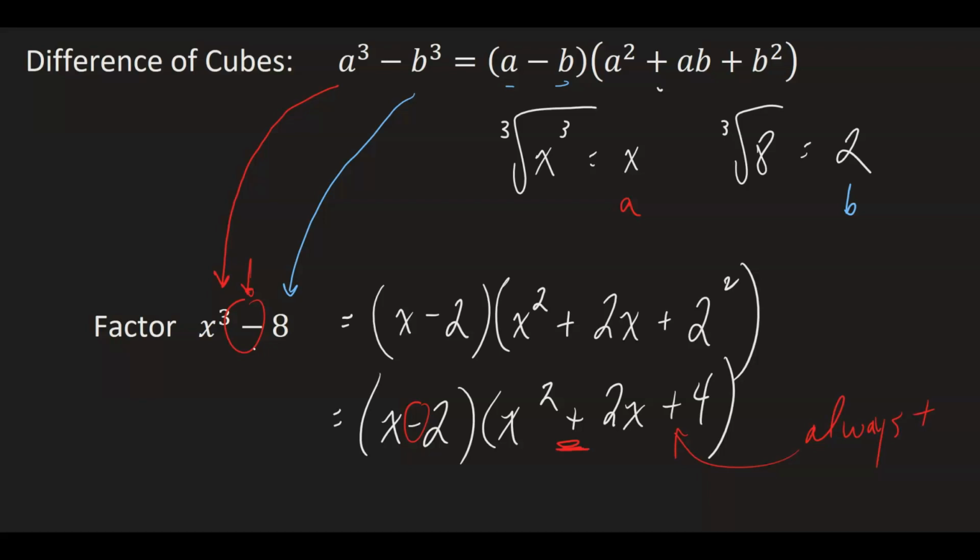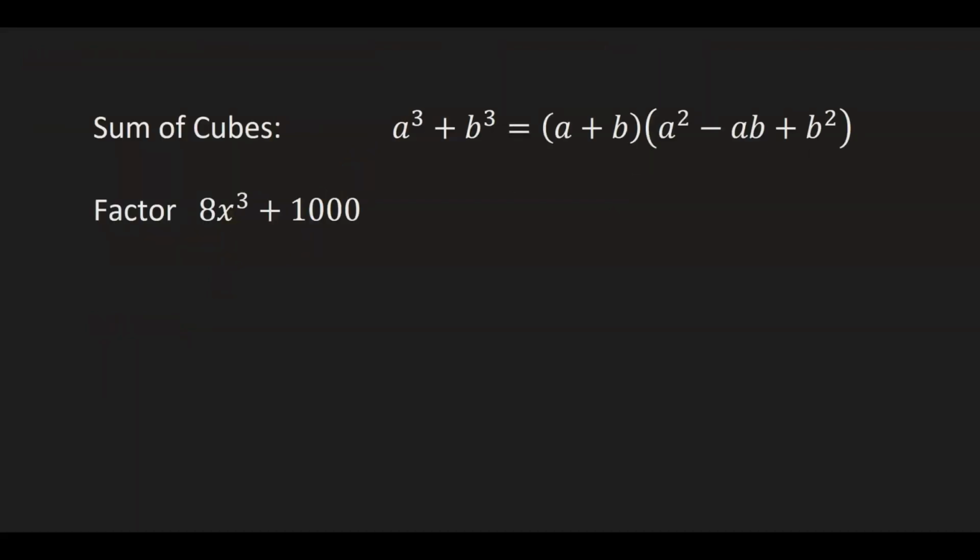Let's try another. In this case, we have a sum of cubes, and we don't always know it's cubes, or it won't always be perfect cubes, but we do know that we have two terms where we have a cube on the x. So this is possibly a perfect cube, and another one possibly a perfect cube, and we have a sum in between. So it's a sum of cubes.